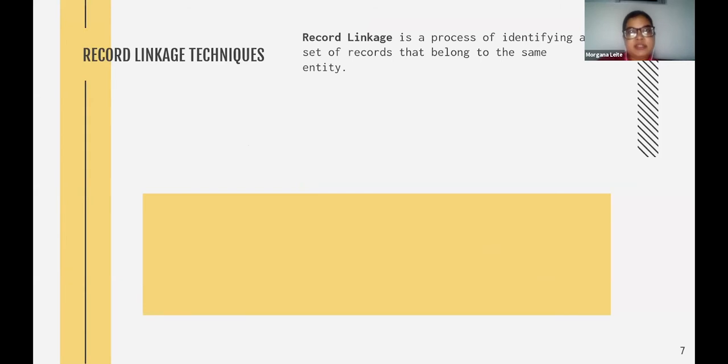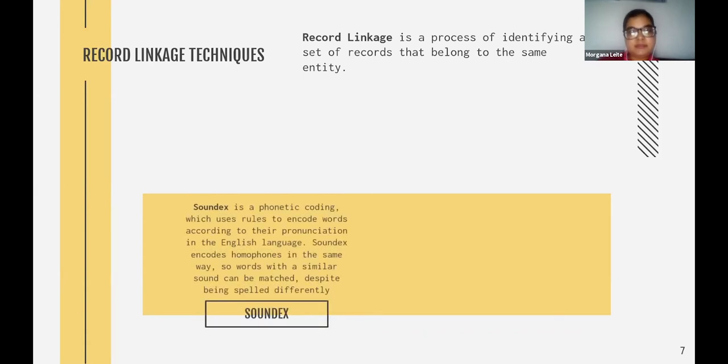But what is record linkage? Record linkage is a process of identifying a set of records that belong to the same entity, being in the same database in case of duplicated data, or in different databases, which is our case. We used Soundex and Jaro for that. Soundex is a phonetic coding algorithm which uses rules to encode words according to their pronunciation in the English language. Soundex encodes homophones in the same way, so words with a similar sound can be matched despite being spelled differently.